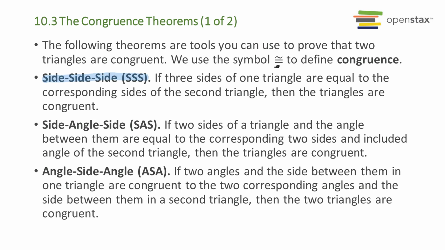So side, side, side. If all the sides are the same, then those 2 triangles are congruent. Okay? And then we have side, angle, side. If you've got 2 sides and an angle in between them that are the same, then those 2 triangles are also congruent. We also have angle, side, angle. If you have 2 angles with a side in between them that are the same on 2 triangles, then those 2 triangles are said to be congruent.